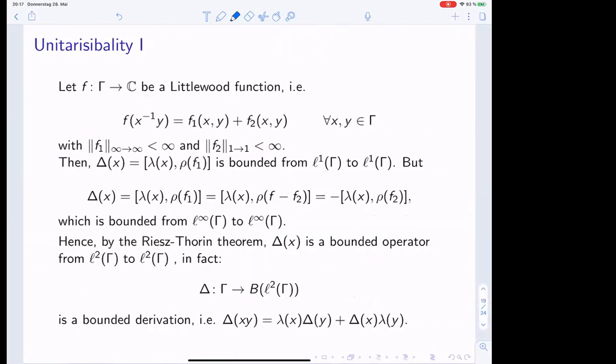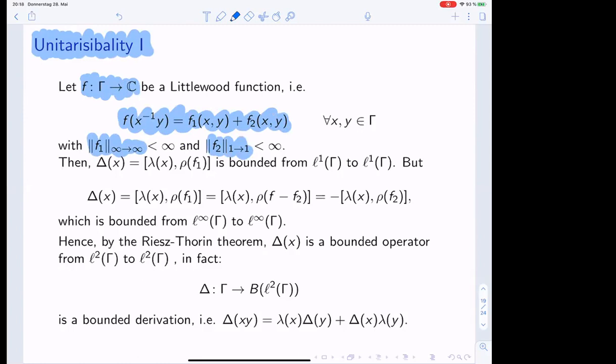So now comes, I will be a little bit brief because I don't want to go over time. This is the relationship with unitarisability, which is in itself a beautiful argument that I just want to tell you in order to show you how interesting the connections are between the different analytic properties. So let F be a Littlewood function, so that means we have this decomposition into two non-equivariant kernels. One is bounded from L-infinity to L-infinity, and one is bounded from L1 to L1.